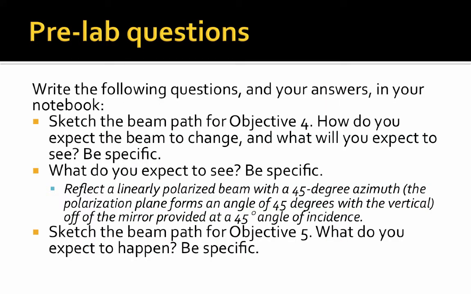Right, your pre-lab questions are to go through a couple of your objectives. The first pre-lab question is to sketch the beam path for objective 4 and really describe what you expect to see. Objective 4 says we reflect a linearly polarized beam off of a mirror, and what happens? The next objective is dealing with passing a linearly polarized beam through a sequence of wave plates and polarizers and reflecting it back on itself. And I'd like you to think about what you think might happen.